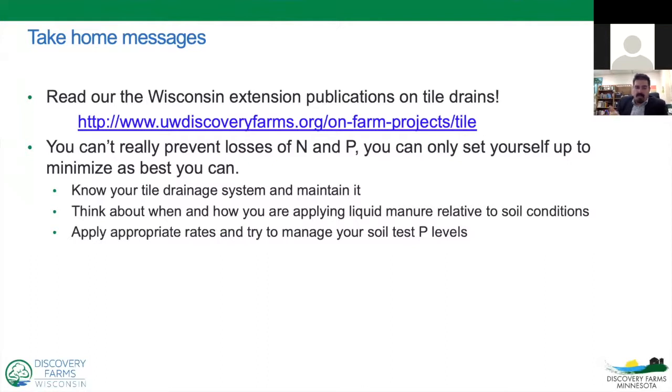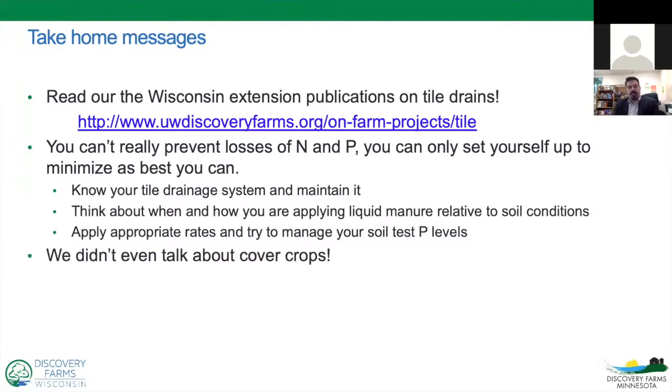So the key things are: know your tile drainage system and maintain it. Think about how you're applying liquid manure relative to soil conditions, and apply appropriate rates of manure, especially for phosphorus, and try to manage your soil test P levels. So, in our situations, we have very high soil test phosphorus levels. If we have a lot of manure, it's tough to try to draw those down, but that will be helpful as well. So we've got two other things where I didn't even talk about cover crops.